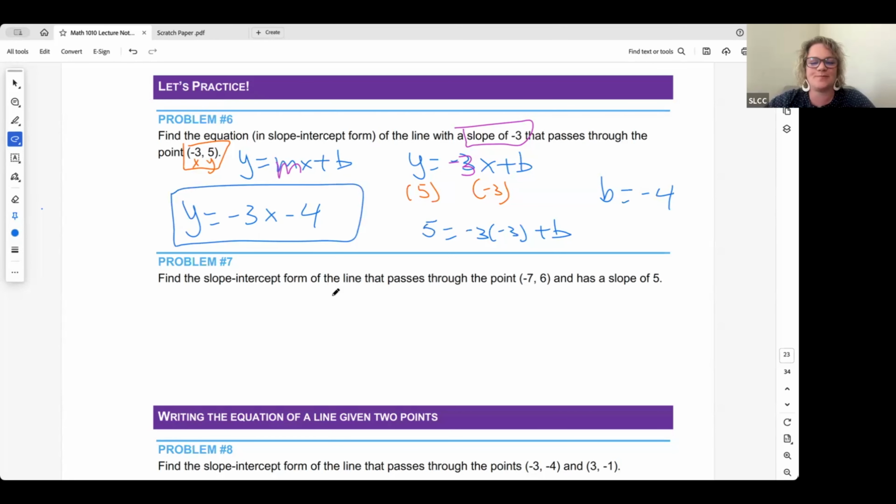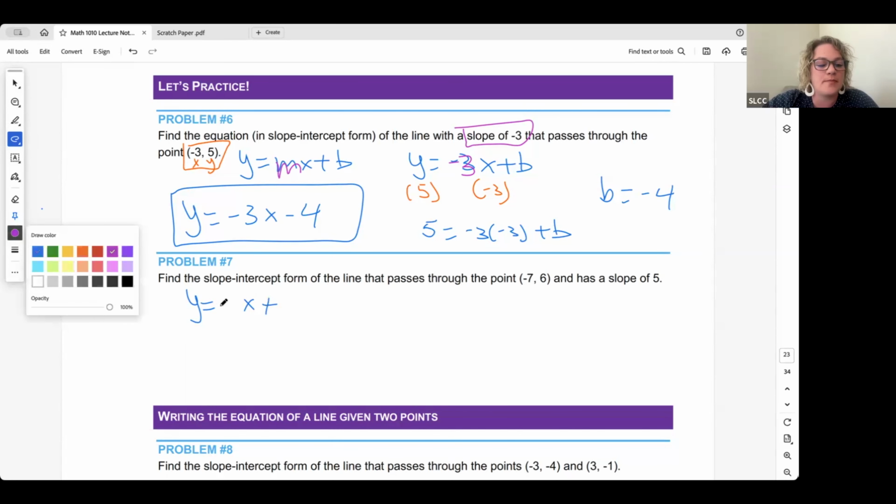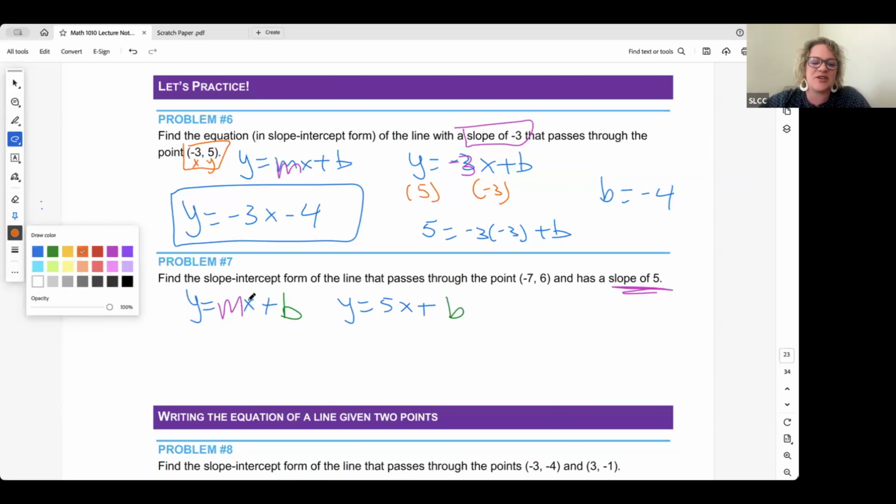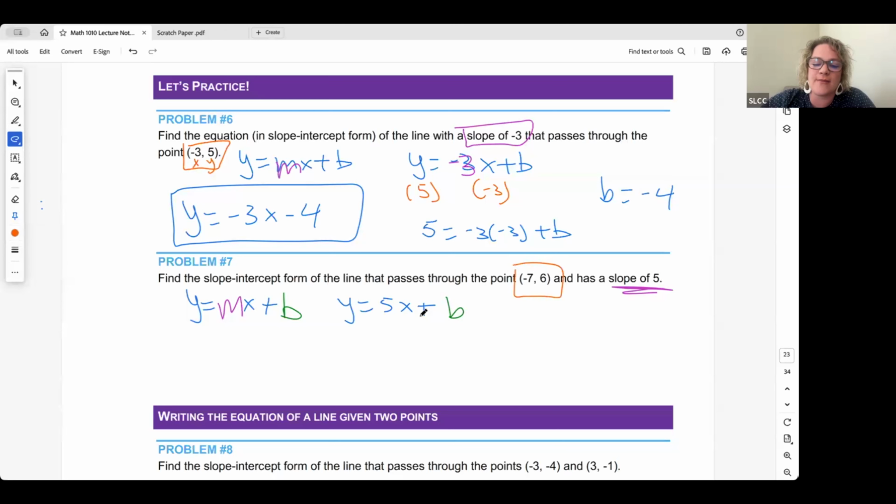Find the slope-intercept form of a line that passes through the given point and has the given slope. What do I do? Y equals mx plus b. Anytime I'm asked to write the equation of a line, I start with the slope. I start with the slope of 5. So I plug that in. Y equals 5x plus b. Now, how do I find b? That's why they gave me a point, another ordered pair to plug in for x and y.